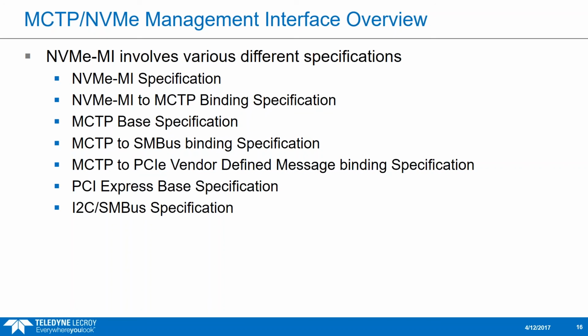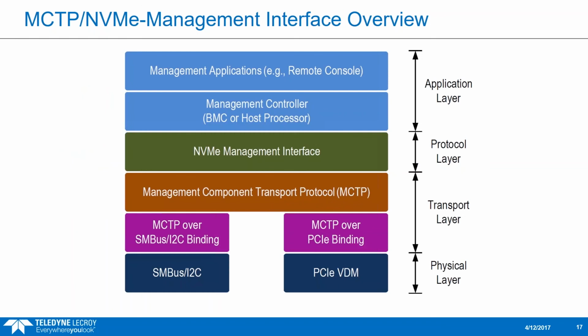I mentioned MCTP, but I just want to cover here something that I found a little bit confusing initially when I was trying to understand NVMe MI and MCTP and all the different specifications that are involved. It's not a simple single specification for all parts of this technology. NVMe MI has its own base specification. There are also binding specifications depending on the physical medium that's being used. So there's an NVMe MI to MCTP binding specification. Then there's the MCTP base specification. And then MCTP can be over either SMBus or PCI Express vendor-defined messages, so each of those has a binding specification. Obviously, the PCIe vendor-defined message binding specification applies to the PCI Express base specification, and then the SMBus binding specification applies to the SMBus specification. So these are all coming from different organizations as well. NVMe MI specifications are coming from NVM Express, MCTP comes from DMTF, and then PCI Express from PCI-SIG, and so on.